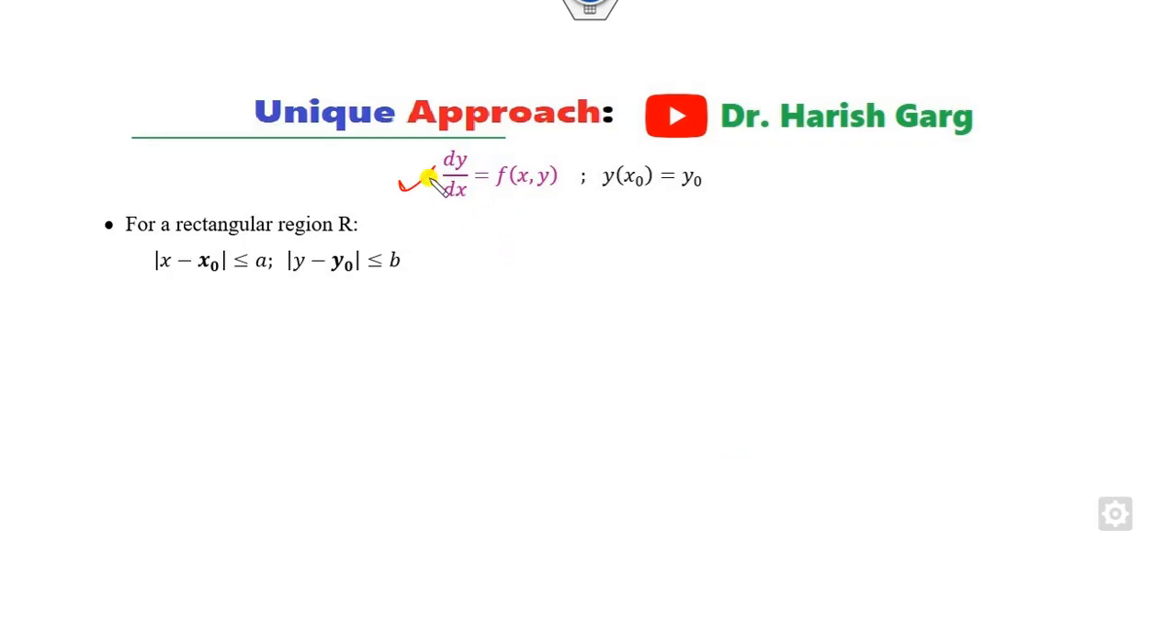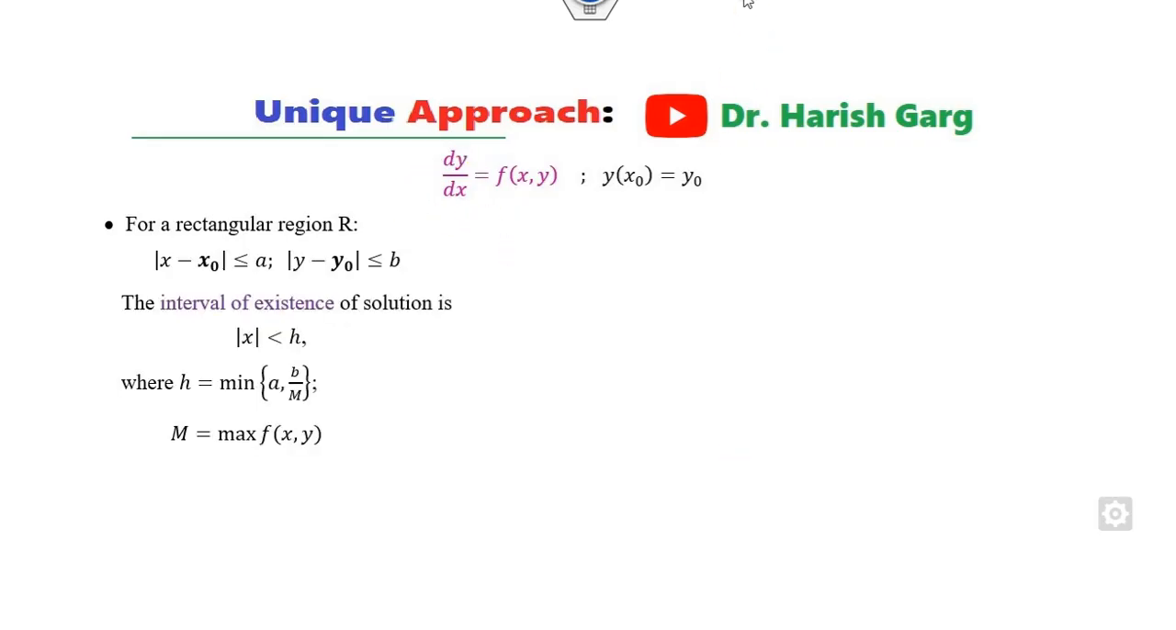If you prove that it has a solution, then how can you find the existence? This is the simplest way. As I think all of you know, a is my upper bound, b is my bound about the initial solution x naught and y naught, and m is my maximum of f. This will give you the interval of the nature x naught minus h to x naught plus h.